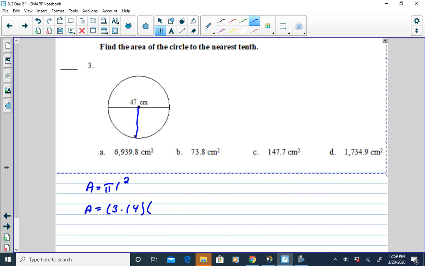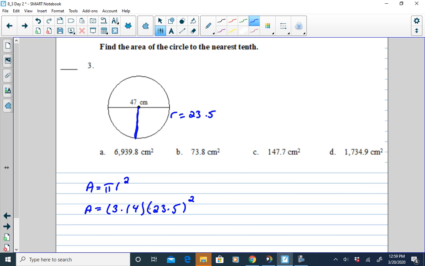So with your calculators, you can take 47 divided by 2, but that's going to be 23.5 for the radius, and we have to square that. All right, so we could just write r is going to be equal to 23.5, right? That's going to be this distance here, half of the diameter.